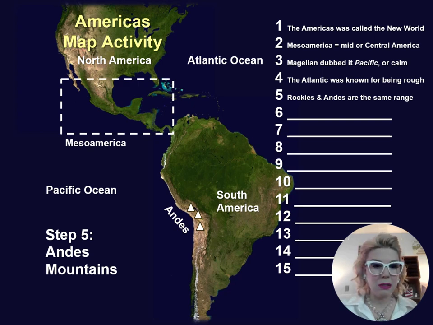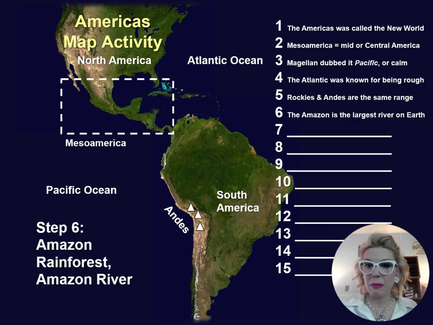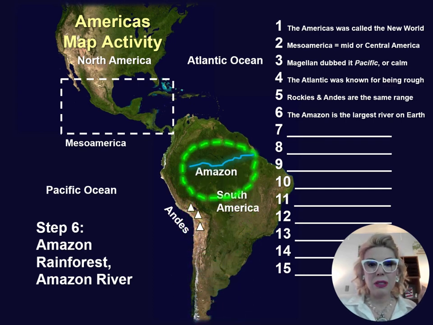So the Andes Mountains make a big difference for the Incas during this time. And the Amazon River. The Amazon River is the largest river on Earth. So that's pretty powerful, and knowing that is imperative in these types of tests.